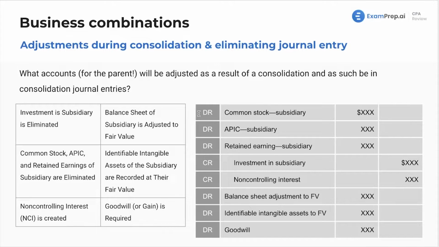And let's see. Now, one thing I want to note is that when you consolidate, you eliminate the equity accounts of the subsidiary. That's just a rule, right? It's something we'll see.